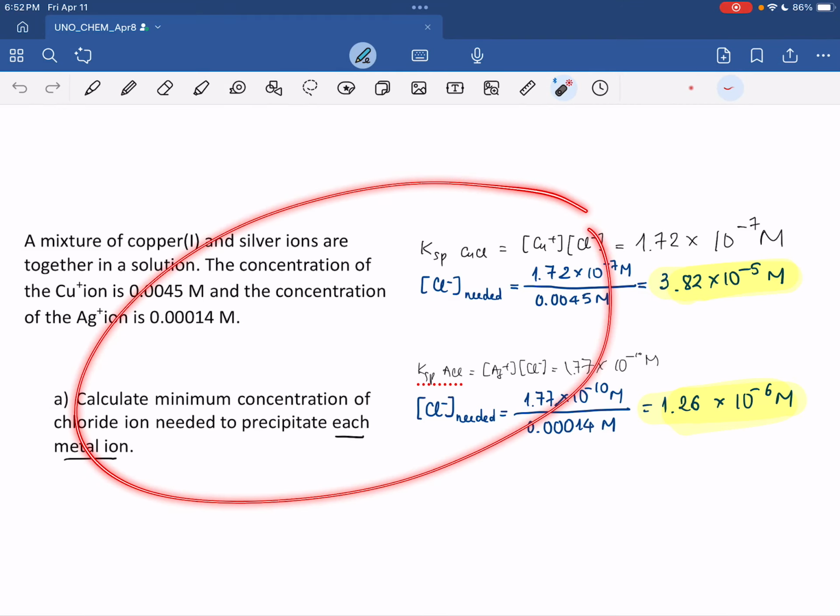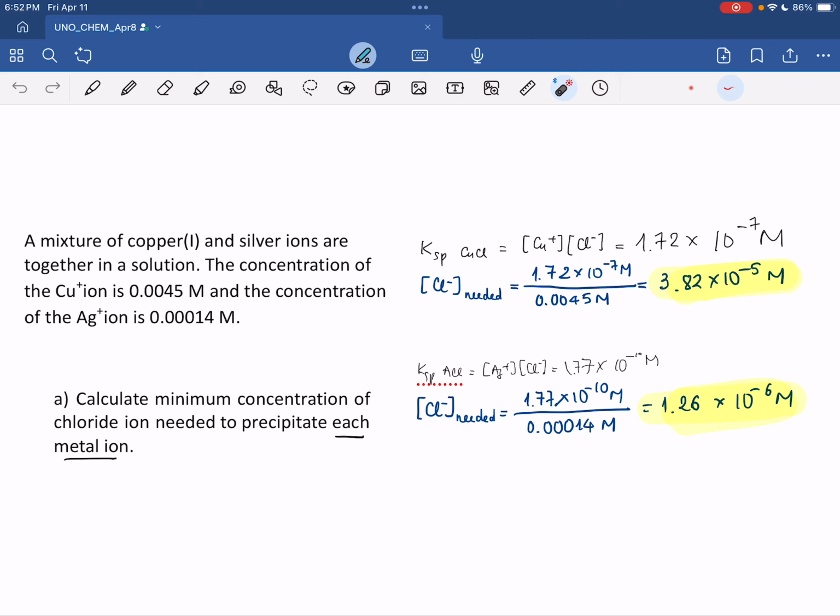This question is about solubility. A mixture of copper(I) and silver ions are together in a solution. The concentration of the copper ion is 0.0045 molar, and the concentration of the silver ion is 0.00014 molar. Okay, so that's not a very high concentration, right? They ask us to calculate the minimum concentration of the chloride ion, Cl⁻, needed to precipitate each metal ion.